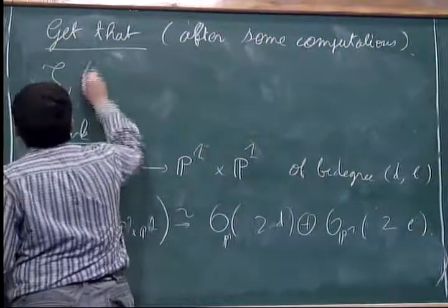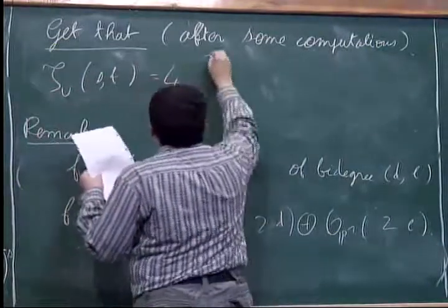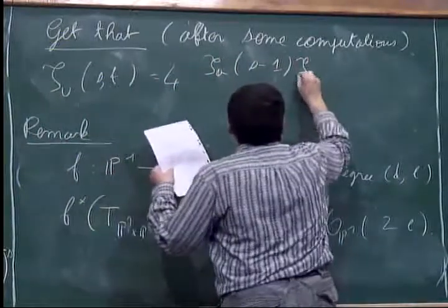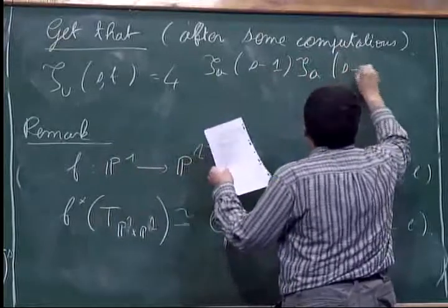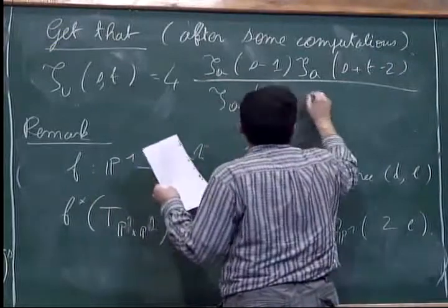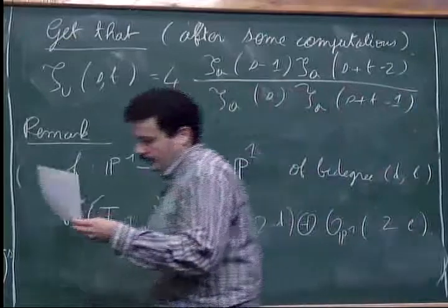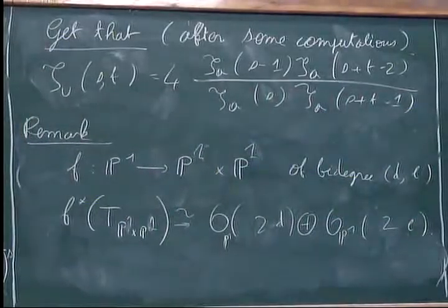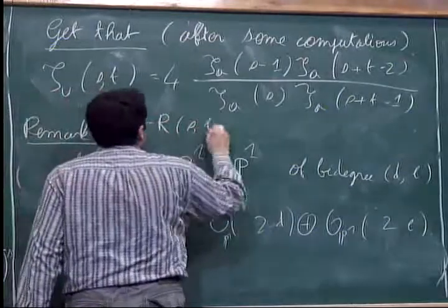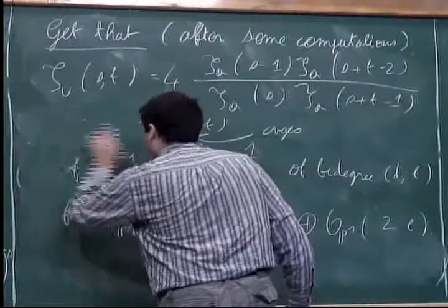Zeta of U of S, T is something like 4 times zeta of Q of S minus 1 times zeta of Q of S plus T minus 2, divided by zeta of Q of S, times zeta of Q of S plus T minus 1, plus some error term or function R of S, T which is holomorphic.